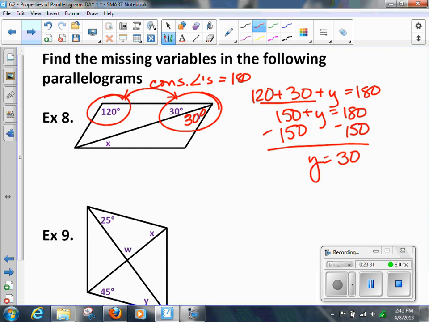What's x? It's 30 degrees. If you think back to your parallel lines, that's an alternate interior angle. And you know that alternate interior angles are congruent. So that means that x is 30 as well. Hey, just throwing something at you, what do you know about opposite angles in a parallelogram?